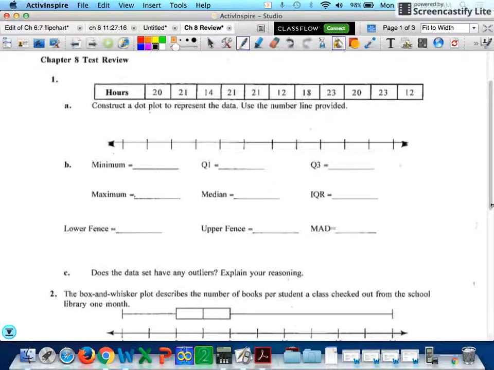All right, this is the Chapter 8 test review. Remember, this test actually does differ from the review a little bit. It's not quite as similar as some of our past reviews and tests have been. But we start out with this first problem.